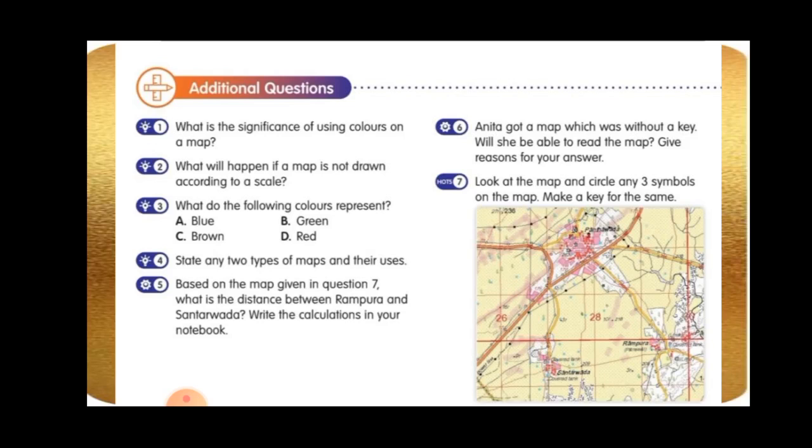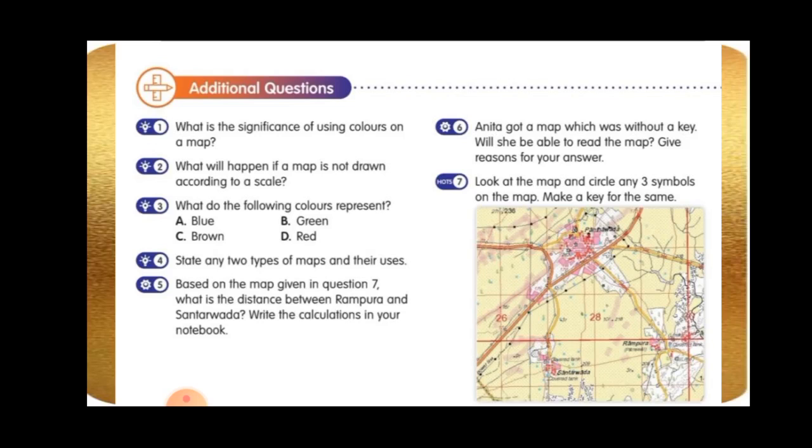Now move to question number 6, that is Anita got a map which was without a key. Will she be able to read the map? Give reasons for your answer. So now children, what should be the answer? The simple answer is Anita would not be able to read the map because the key provides details of symbols used in a map. Without knowing the true meaning of symbols, it becomes difficult to interpret the map.